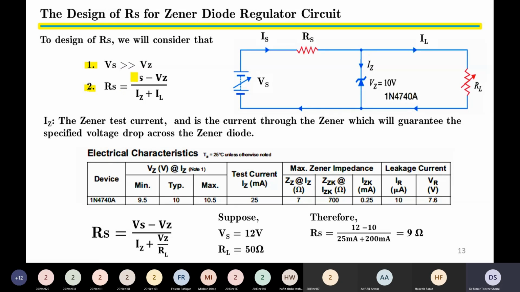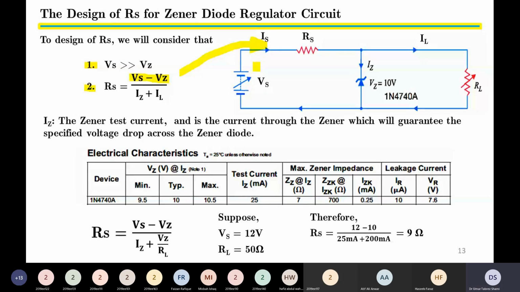Now let us stop over here and look at what is the meaning of this Vs minus Vz. Vs minus Vz represents the voltage available across RS. So if we apply Kirchhoff's voltage law, we will recognize that Vs minus Vz, or supply voltage minus the Zener voltage for the given circuit, is equal to the voltage across RS.